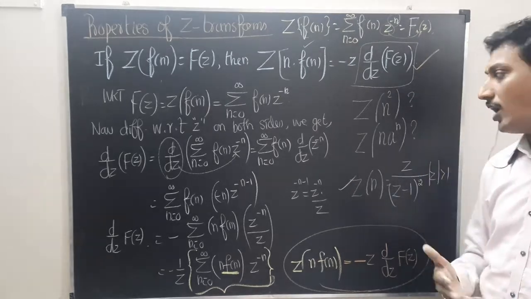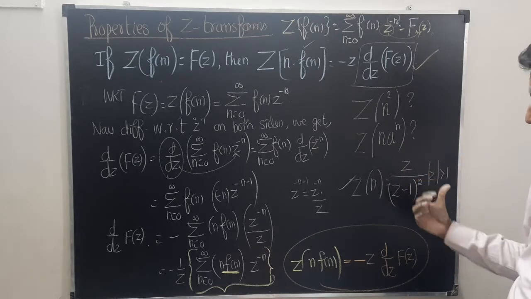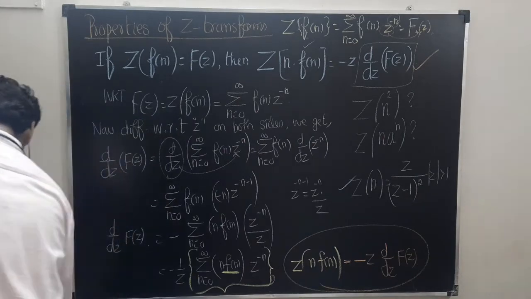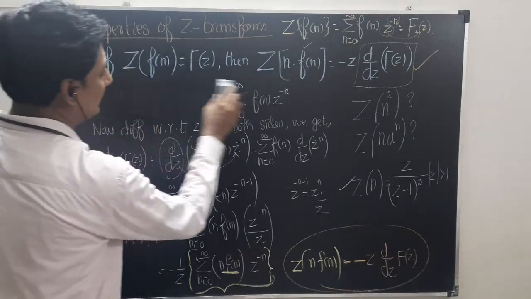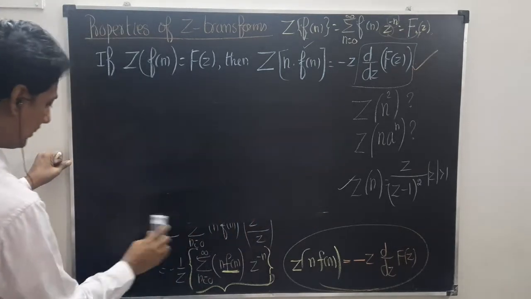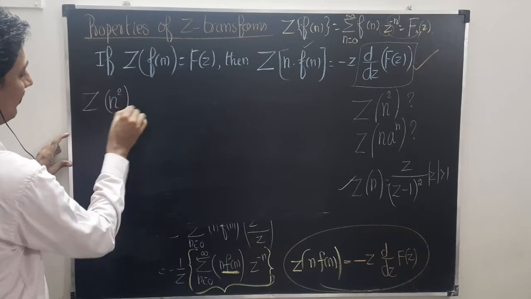Now, shall I start with what is z of n squared, what is z of n into a power n, by using the same result? Let us see. I am going to use the same result to determine z of n squared, z of n into a power n, etc. So let us see what's the z transform of n squared.